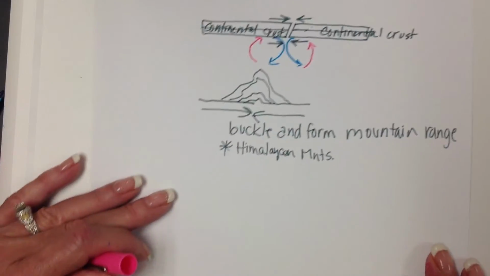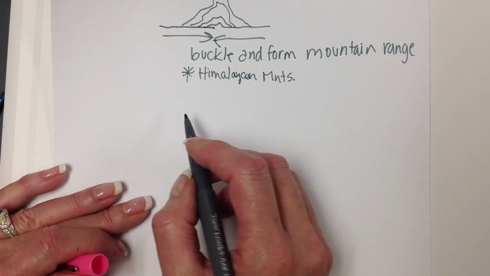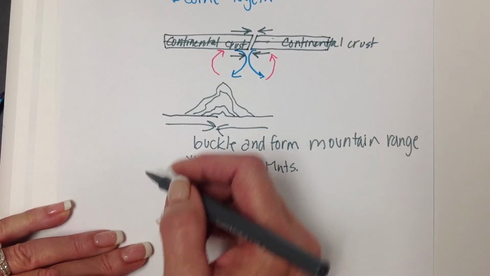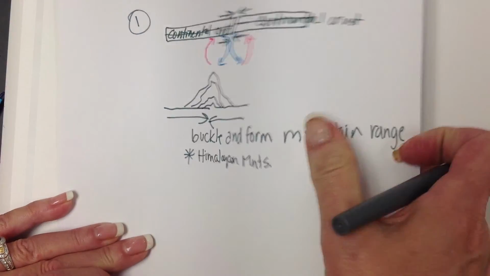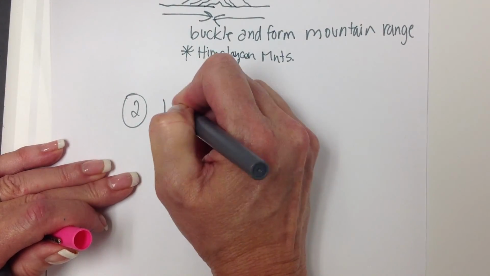Now, when we have convergence, and one plate is denser, so this is convergence land, and then usually in general it's going to be convergence land ocean.